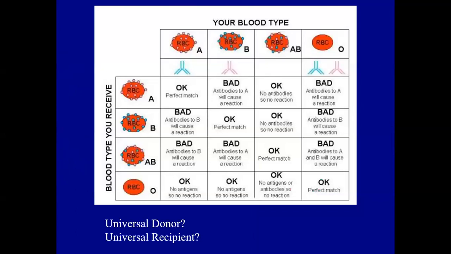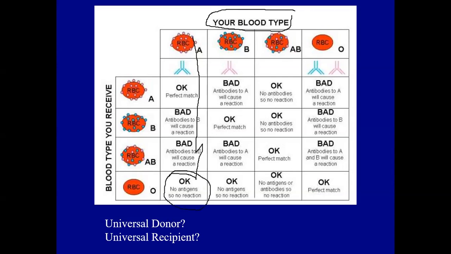So this is a table that shows you how blood can be donated. Okay? This is your blood type up here. So if you're blood type A, you can get blood type A. Okay? You can't get blood type B because it has antibodies. B has antibodies that will react to your blood. Okay? AB, antibodies A and B. But we can give O because there are no antigens, so there's no reaction that's going to be made.